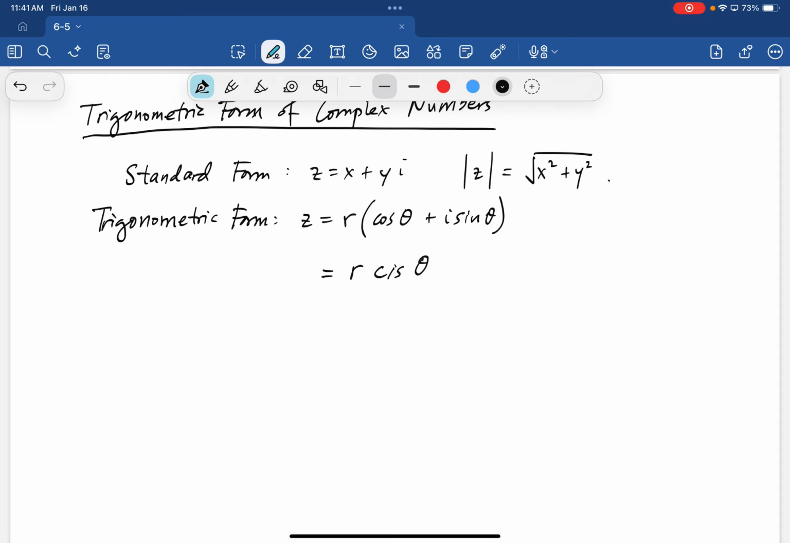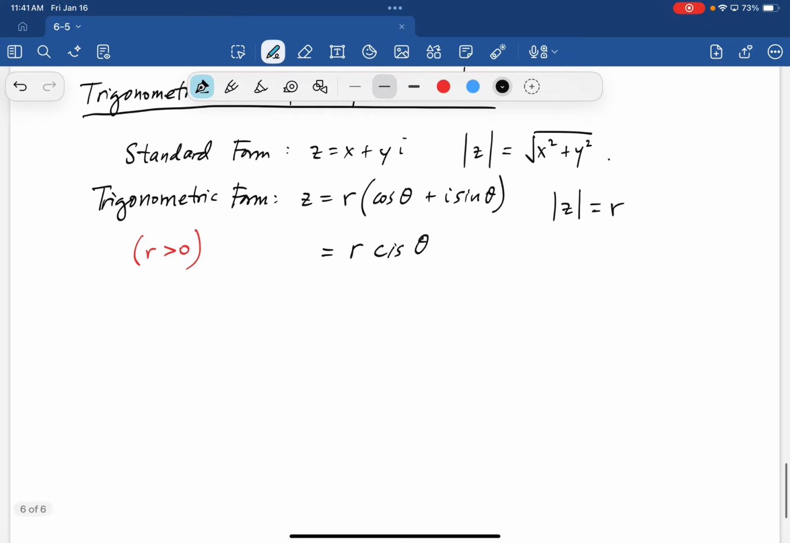Radius. Okay, let's think about this more. In trigonometric form, r always has to be greater than 0, because you can think about r as kind of being the radius. So the magnitude of z in trigonometric form will always be equal to r. Let me draw this on a diagram, and all of this will become very illuminated to us.